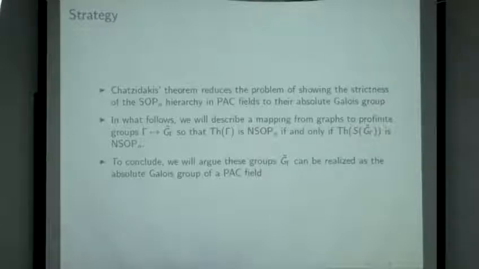So here's the strategy. We know that we reduced this to the absolute Galois group. Now what we want to do is build profinite groups that code graphs. Because we can find enough graphs, we can find enough groups. And then realizing those as the absolute Galois group of PAC fields, we win. We find PAC fields that are NSOP_n and SOP_{n+1}. Okay, so this is the strategy.